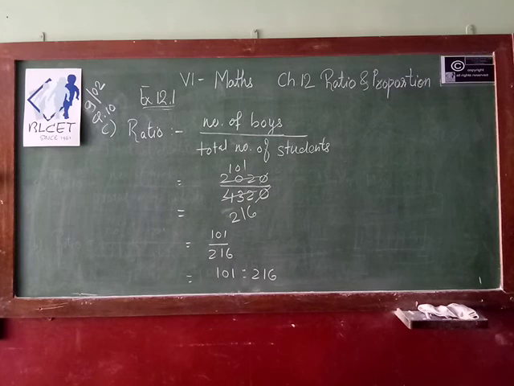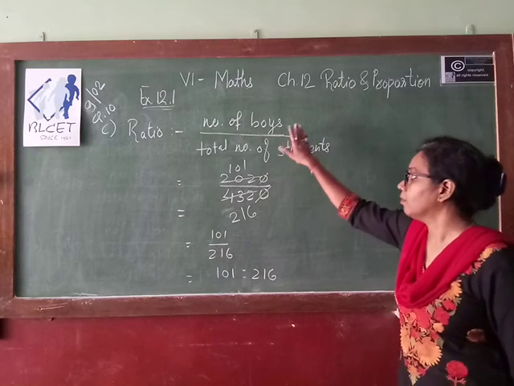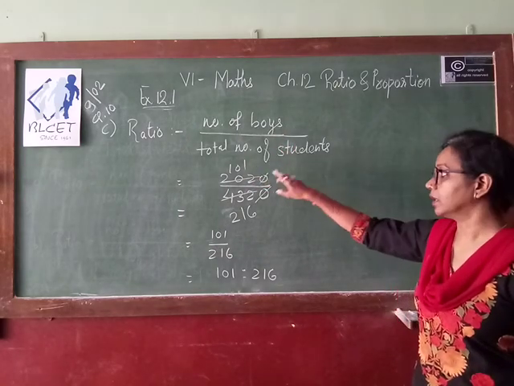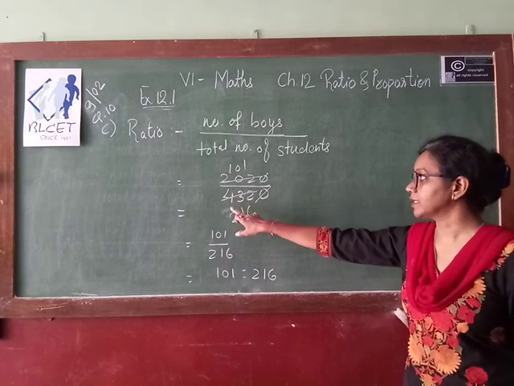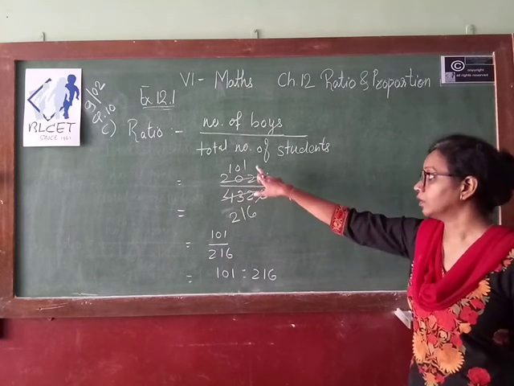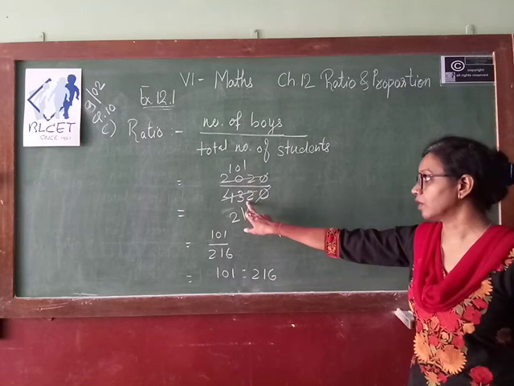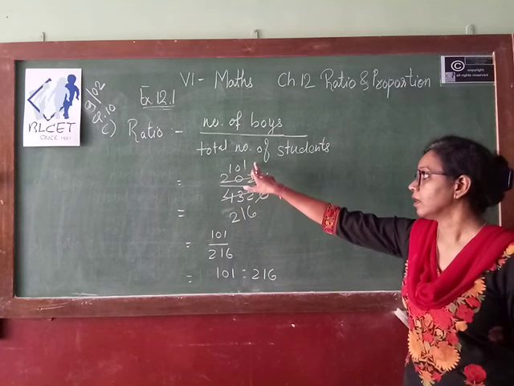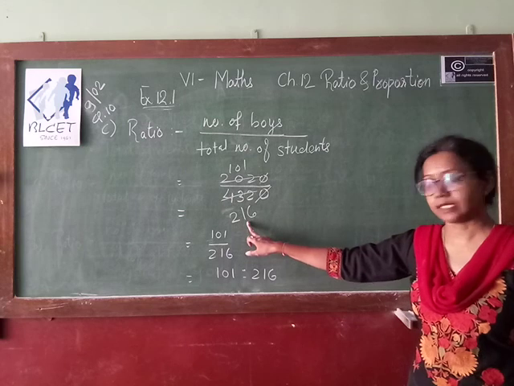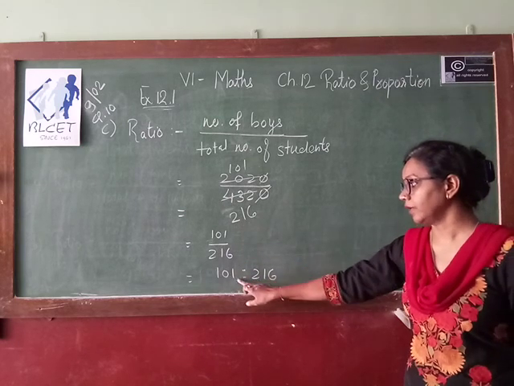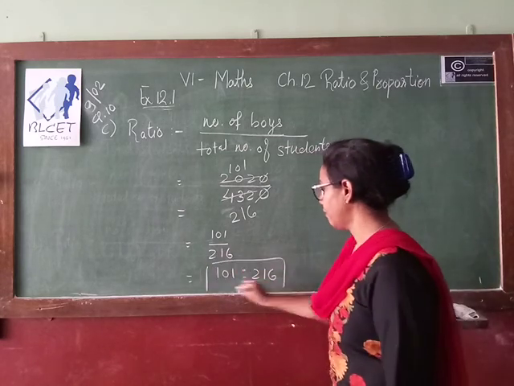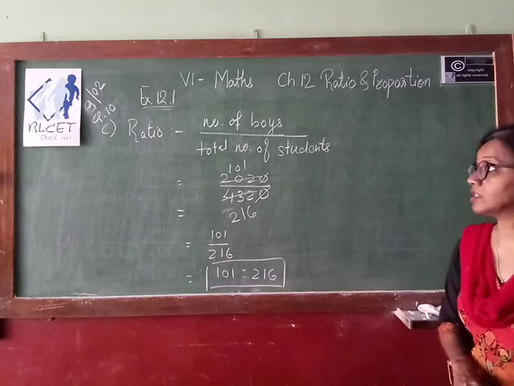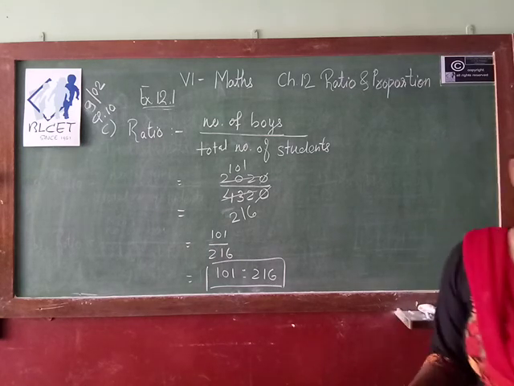C part. In C part we have to find the ratio of number of boys to total number of students. We know the number of boys are 2020 and total number of students are 4320. Do the cancellation. This is divisible by 2. This is also divisible by 2. So what are we getting? 101 divided by 216. So what is the ratio? 101 is to 216. So this is the solution of part C. So this way we can solve question number 10. Move on to the next question.